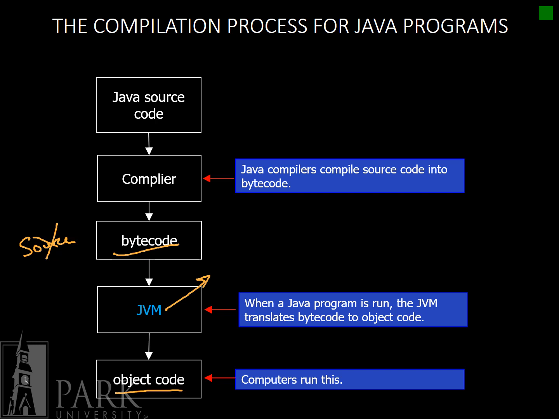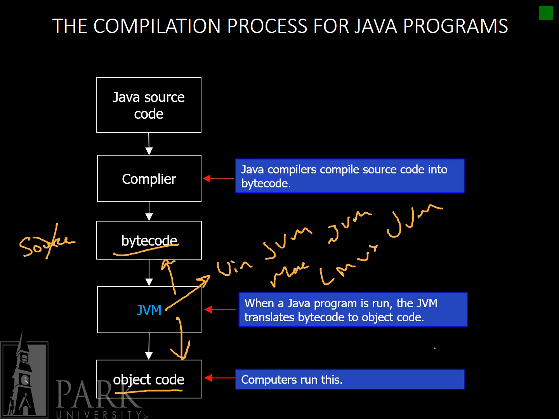So each JVM is designed for a particular computer and whatever else. So it takes the job of compiling it for that particular OS. So you're going to have a Windows JVM, right? You're going to have a Mac JVM, right? You're going to have a Linux JVM. Okay? Those have to be installed on the computer, and that JVM takes this bytecode and translates it into object code.